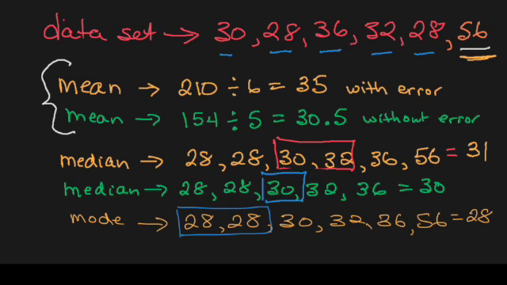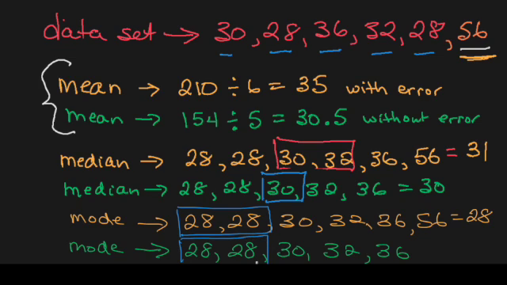And we'll take a look at the mode with the outlier taken out. So our data set ends up being 28, 28, 30, 32, 36. Again, it's the two 28s that stand out. They repeat, so we end up with a mode, in that case, of 28.